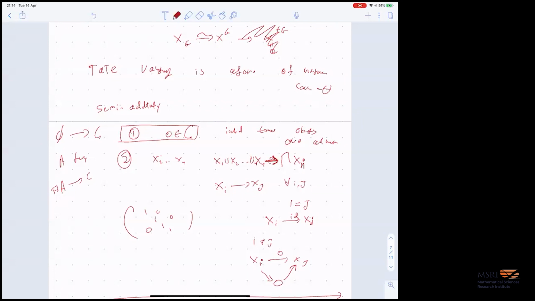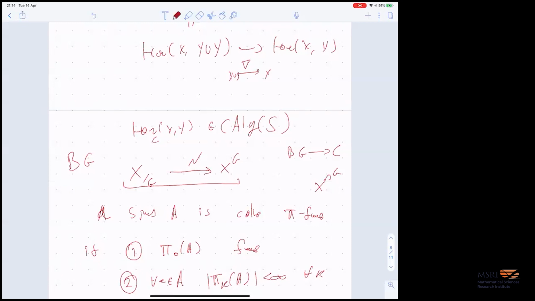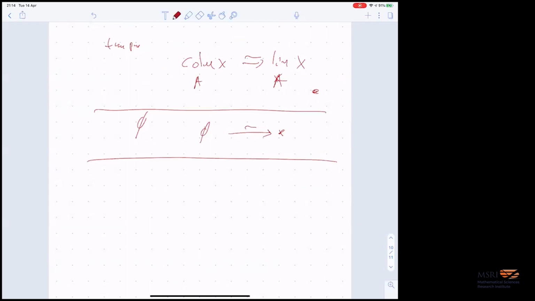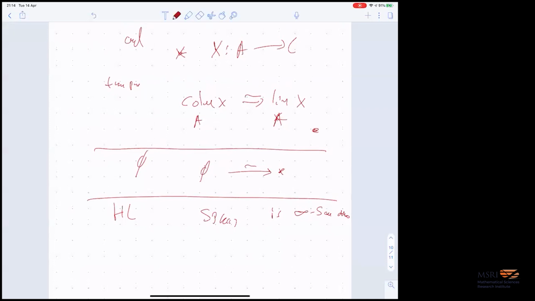Now we get this norm map that compares the colimit with respect to a group with the limit with respect to the group. And being one semi-additive, it's saying that this is an equivalence. So what Greenlees, Hovey, Sadowski, and Kuhn showed is that SPKN and SPTN are actually one semi-additive. And what Hopkins and Lurie proved is that SPKN is infinity semi-additive, which means that this works for all pi finite spaces. Okay, so that's what they proved.